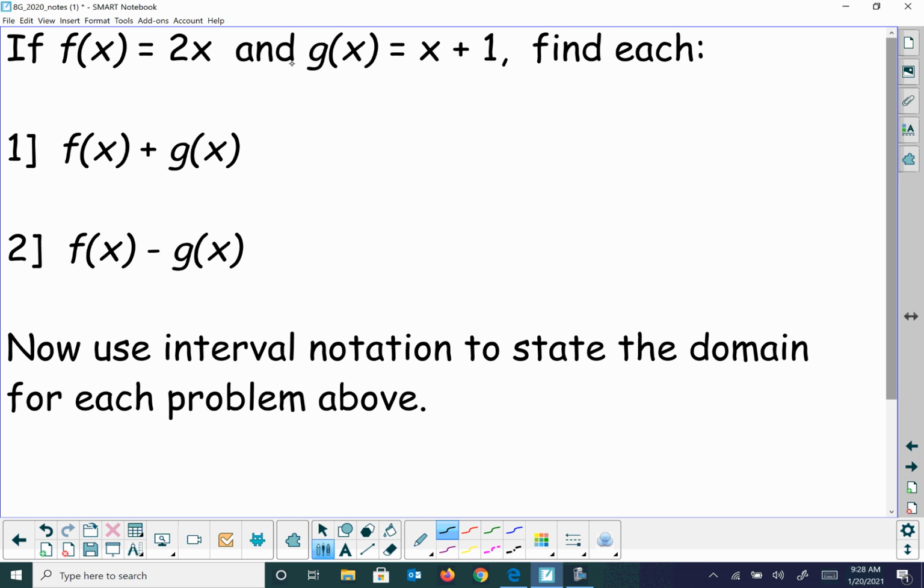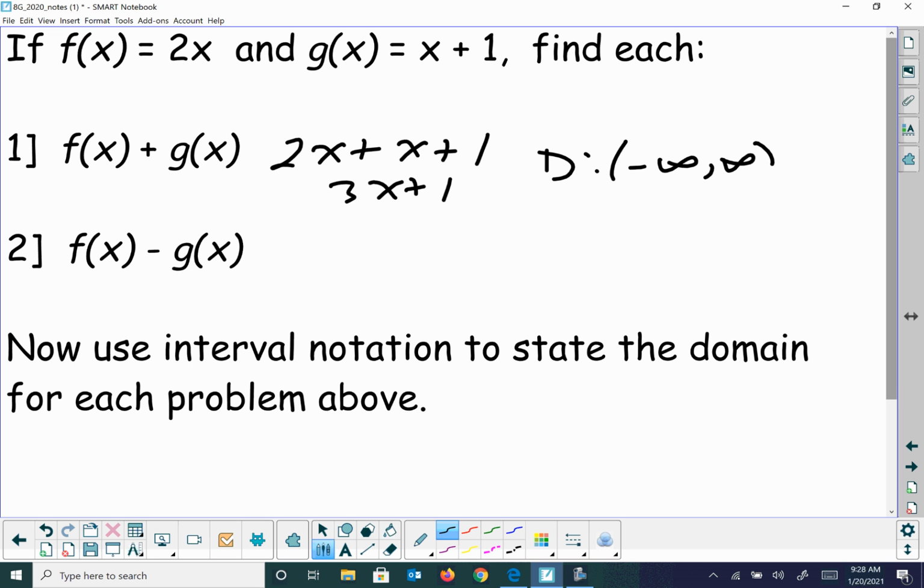All right, so if f of x is 2x and g of x is x plus 1, if we were just to add them together, I'm going to go 2x plus x plus 1, which gives me 3x plus 1. And then for the domain of this, I can plug anything in I want, negative to positive infinity. Negative to positive infinity would have worked on them both originally.